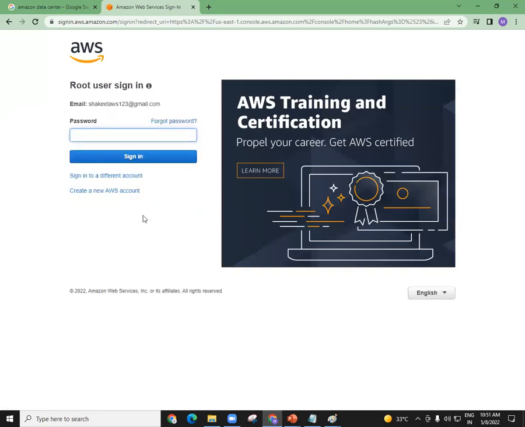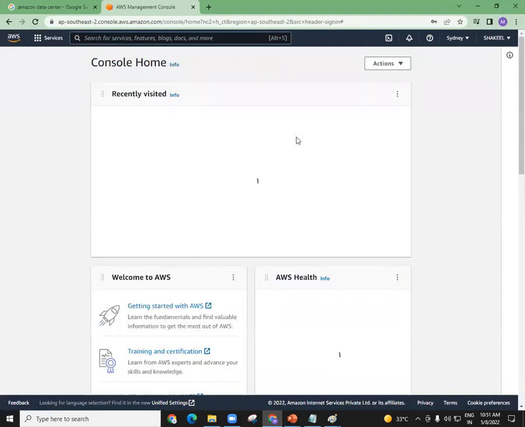Okay, the password here is some password. You know what I have done now? I have simply logged into my AWS account. That's it. That means I have connected to one of the data centers. Can you see here it is written as Sydney? That means I am connected to Sydney.